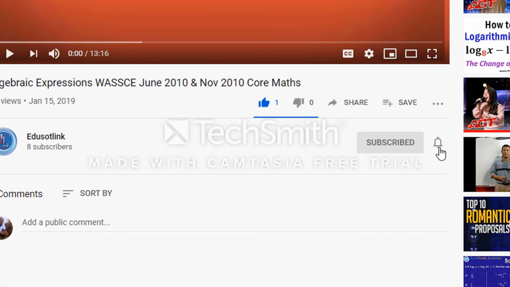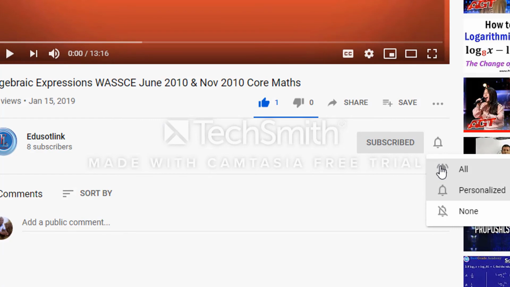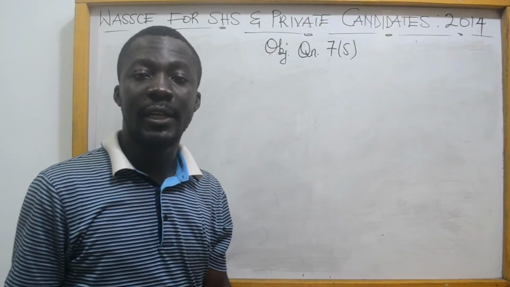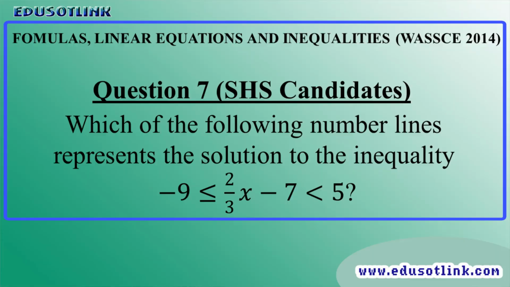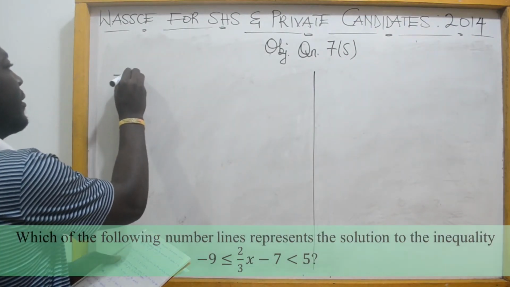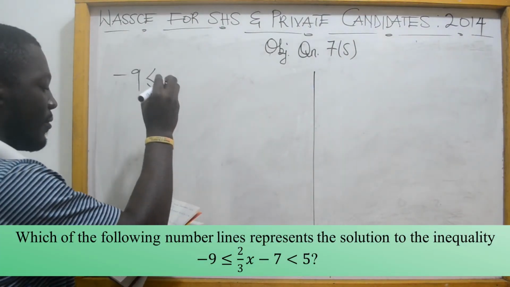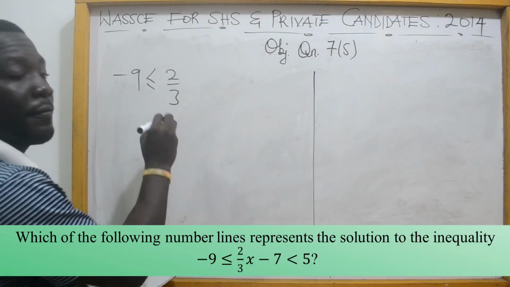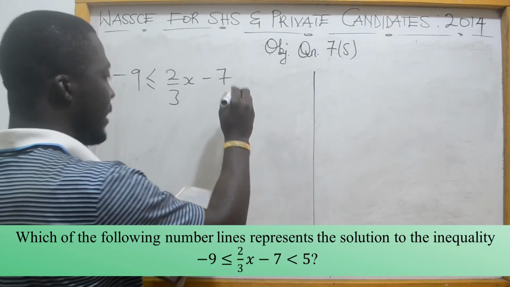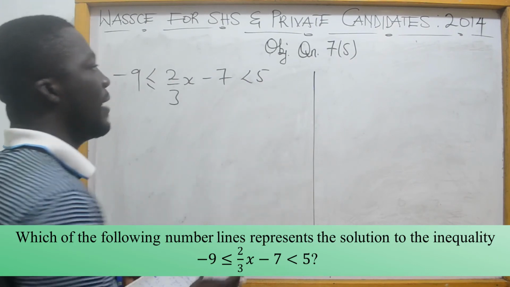Now, let's proceed and look at the questions that we are going to solve. Objective question 7. It says, which of the following number lines represents the solution to the inequality: -9 ≤ (2/3)x - 7 < 5.